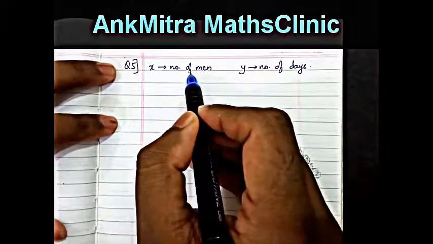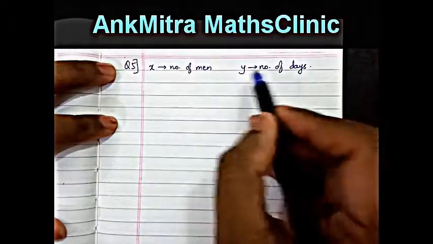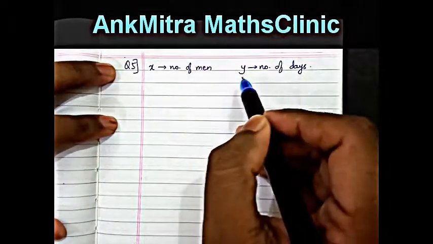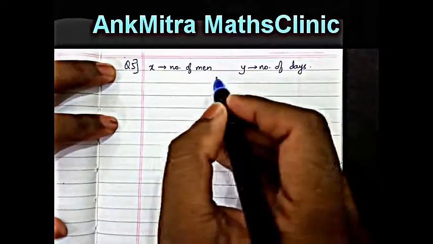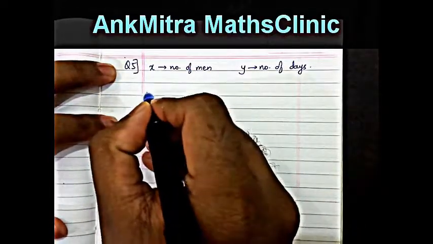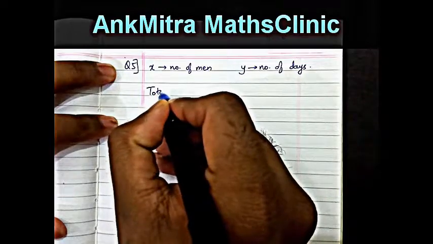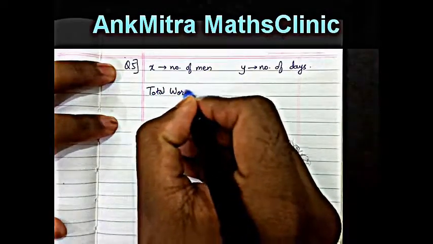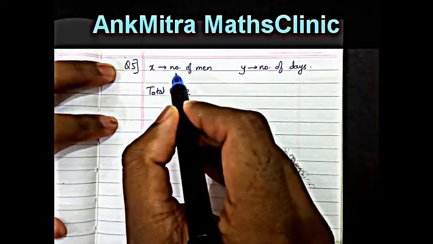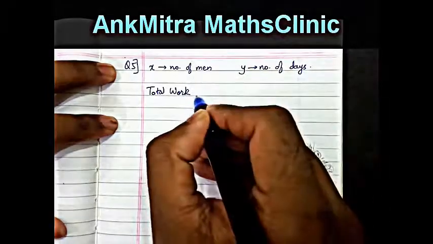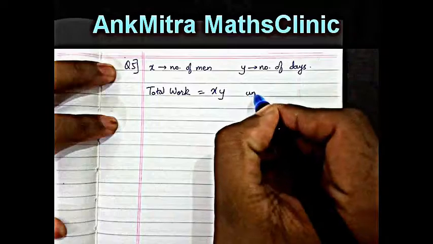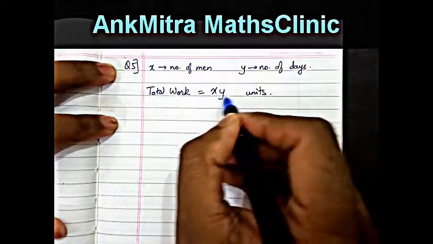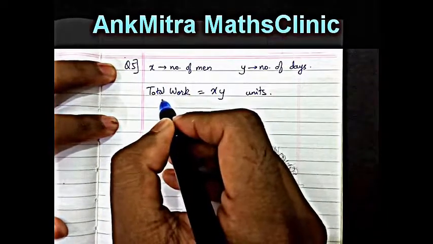Let X be the number of men working on the project and Y be the number of days that they need to finish the project originally. So we can denote the total work quantity, total work, in terms of number of men multiplied by number of days. So it will be XY units. So the product of X and Y gives us the total work.